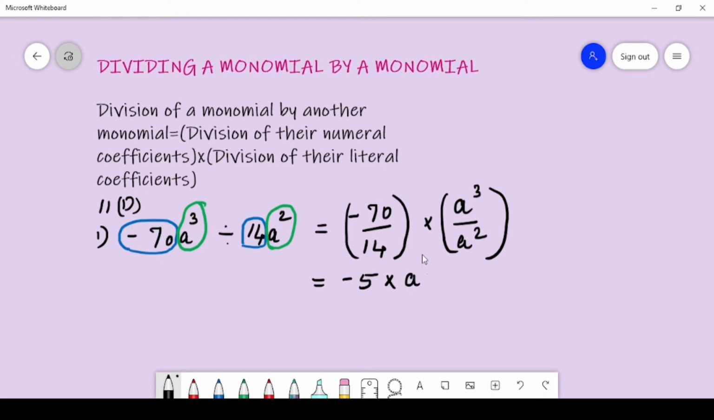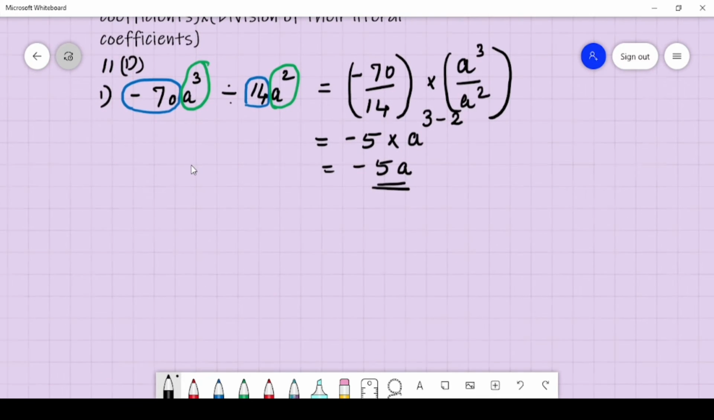How can we find that out? a raised to 3 minus 2, isn't it? So that will be equal to minus 5a. That is the required answer. Now we will do the second question from the same set. It will make things more clear for you.